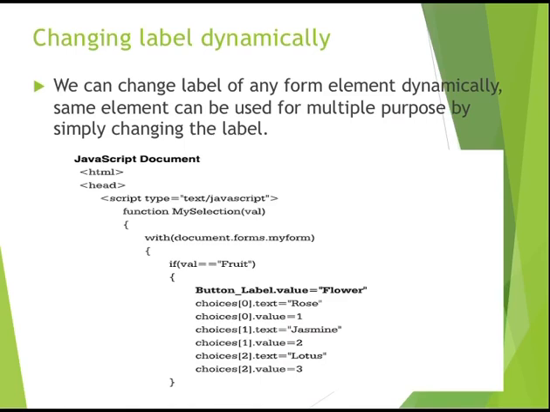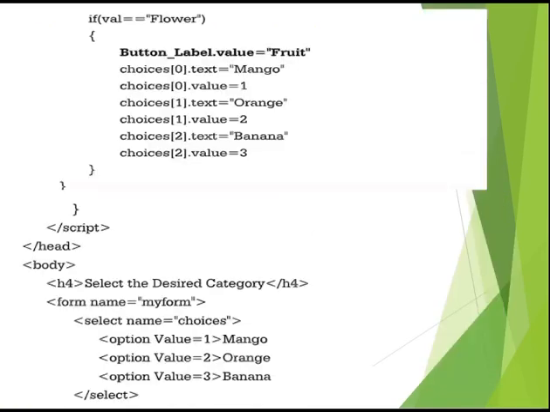Next, if val is equal to flower, that is, if your reset button's label is flower, then this is going to be your list. So, if val is equal to flower, button_label.value is equal to fruit. So, choices[0].text is equal to mango, value is equal to 1. Similarly, for the two options, that is orange and banana, we are going to create choices. Then close your if condition, close your with condition, and close your function.